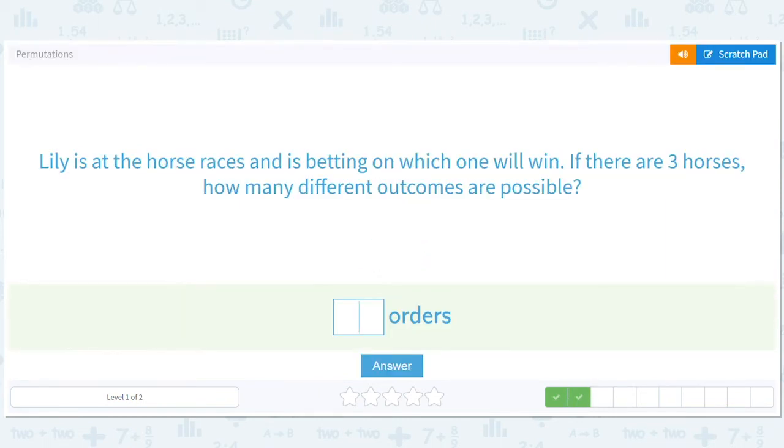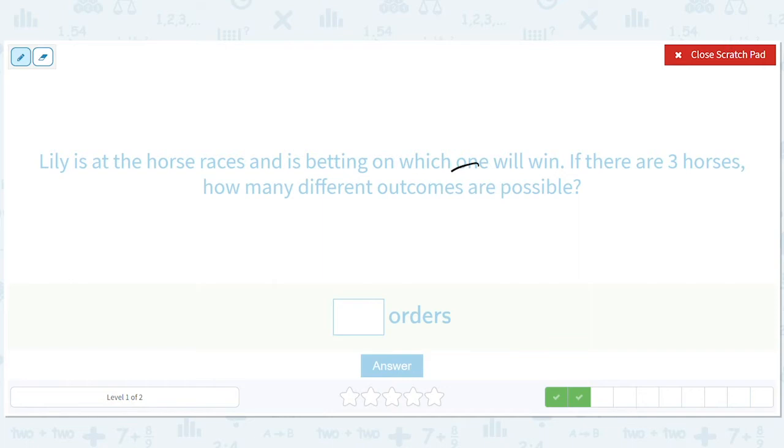Lily is at the horse racing and is betting on which one will win. If there are 3 horses, how many different outcomes are there? So 3 factorial is 3 times 2 times 1. So let's actually use this one to try to understand. Again, that's just 3 times 2 is 6. Let's try to see if we understand what's happening.